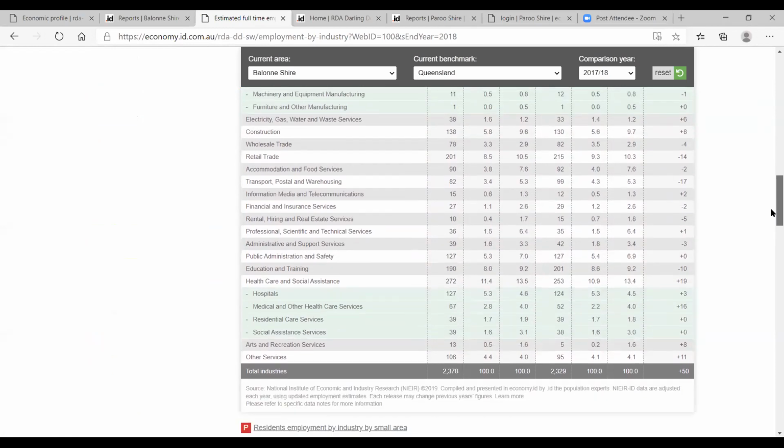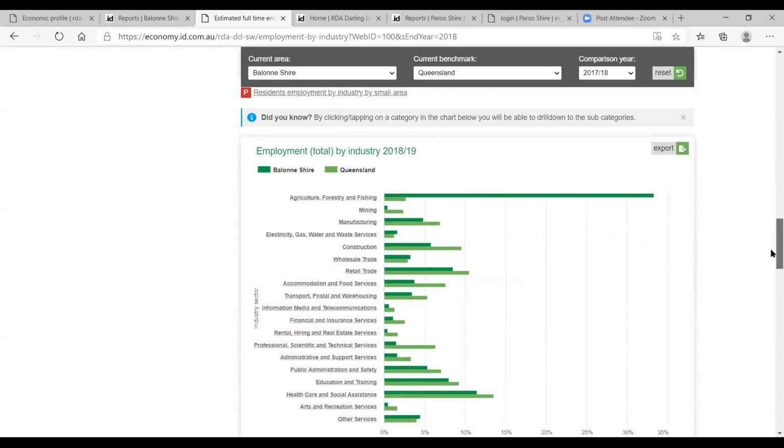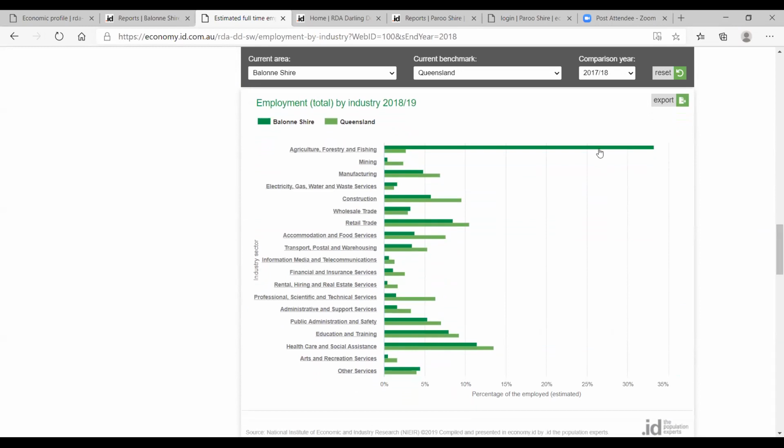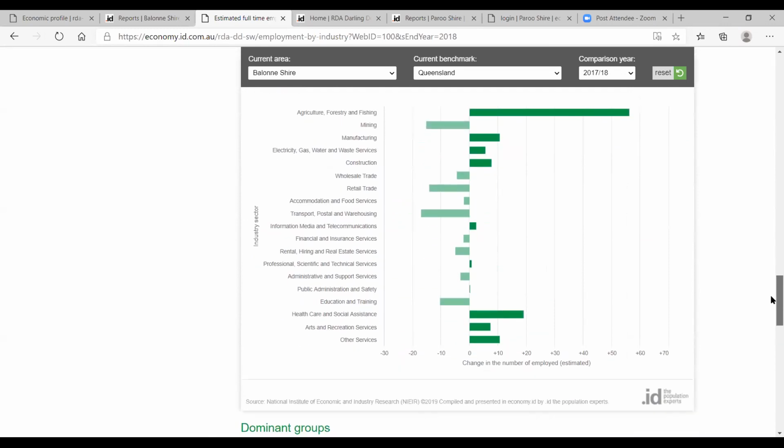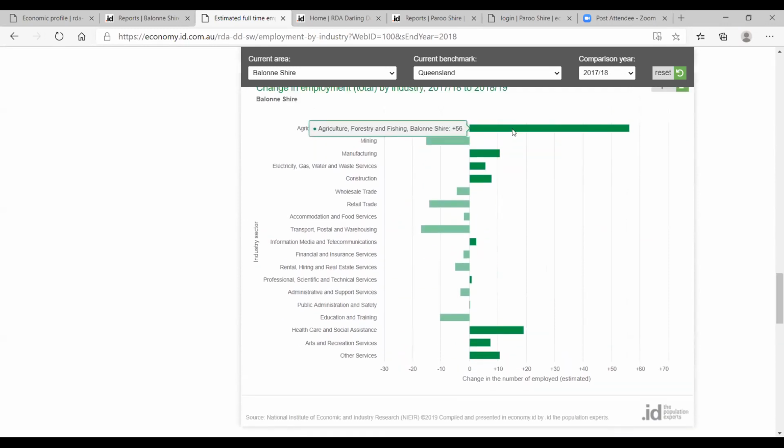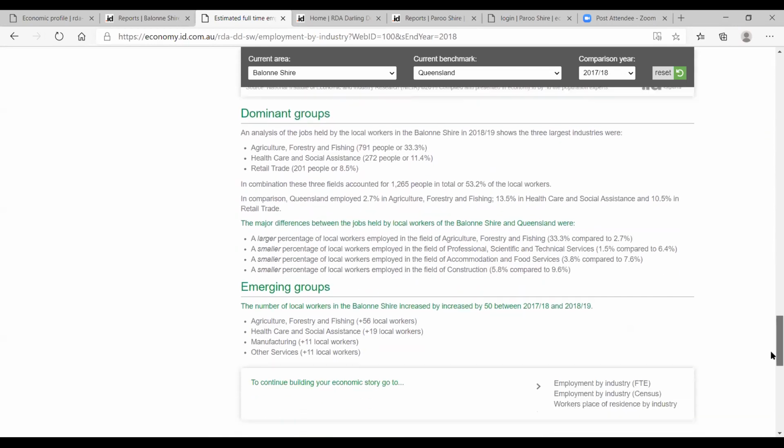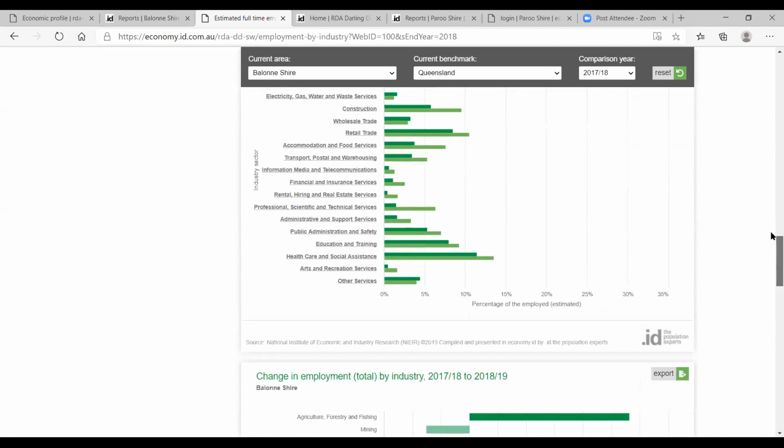We can go right through, guys, and have a look at each of them. Here we can see our major employer is ag. We've also got healthcare and social assistance, retail trade is up there, and education and training. Then we can have a look at where we gained those employment numbers: ag, manufacturing, electric, gas, construction, healthcare, arts and rec, and other services. Once again, guys, you get your dominant and emerging groups down the bottom.